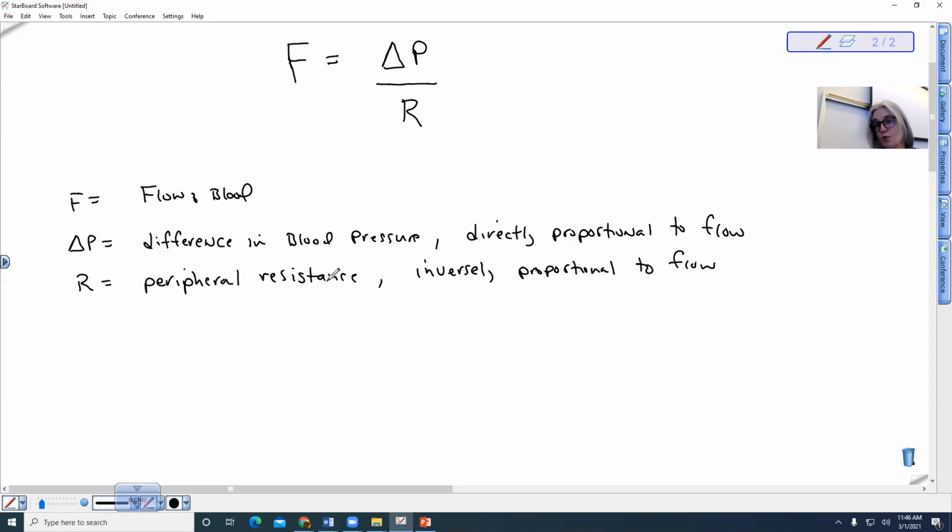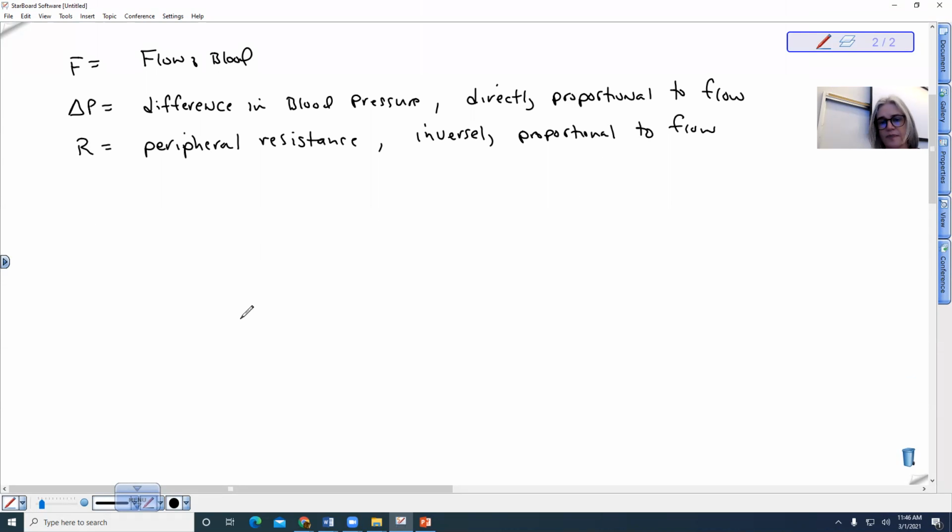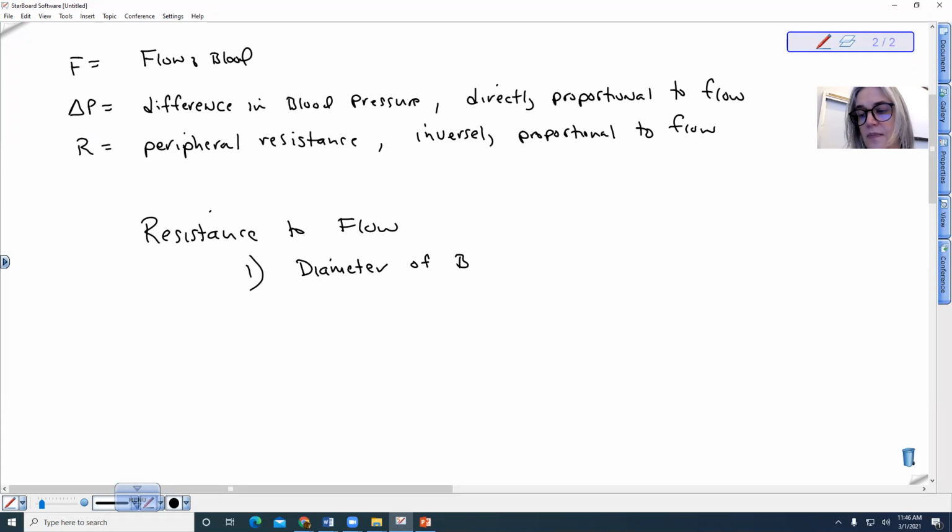So let's talk about this peripheral resistance and what are some of the factors that influence resistance to flow. So this would be in your notes, resistance to flow. The first thing, and maybe the most important because it changes all the time, is the diameter of the blood vessel. You'll remember that veins tend to have a larger diameter than arteries, and that decreases their resistance to flow, which is important because they're under low pressure, right?